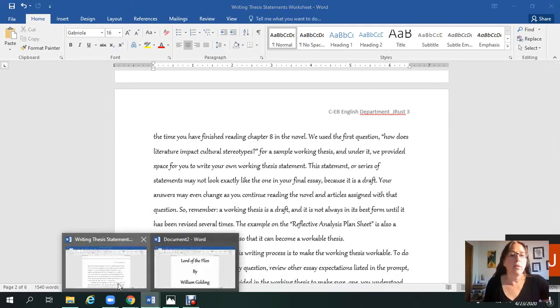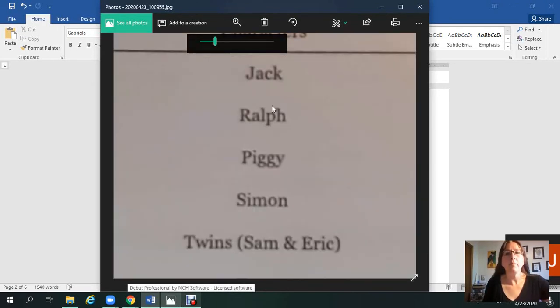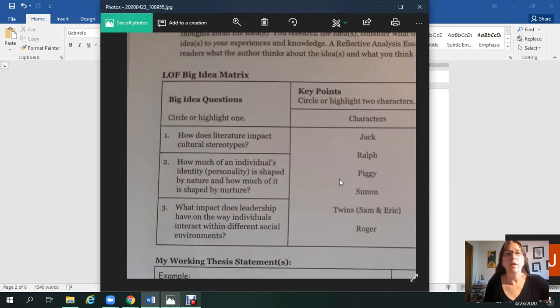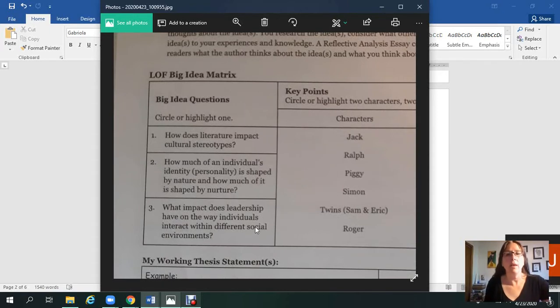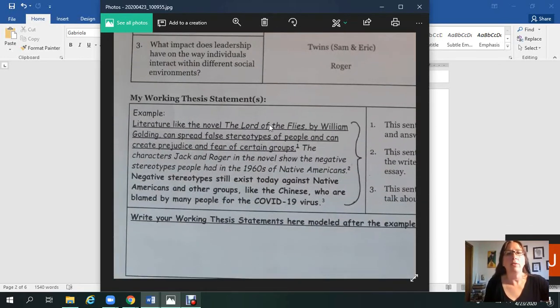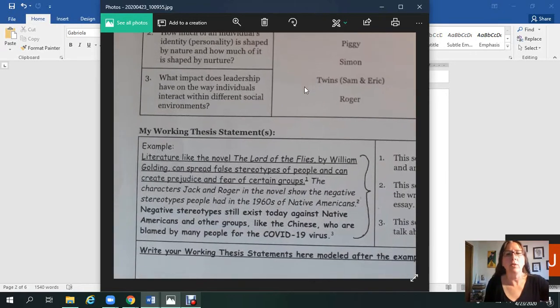So if you look at this sheet, you will see that these are the 3 questions that we gave you to reply to. They're the big idea questions. And the one that we used as a sample was the one about literature. How does literature impact cultural stereotypes?